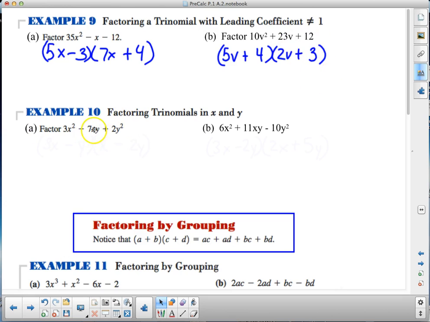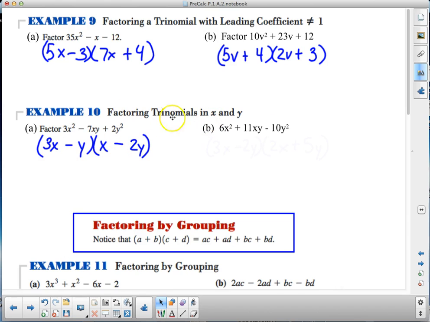Now, factoring the trinomial again in x and y, it's exactly what we just did, except we have x and y in our factors. So I got 3x and x. I'm going to have y's over here, and it looks like 2y and y. So I've got 6xy and xy, and they both have to be negative because this is positive, this is negative, and that's where I'm making those decisions.